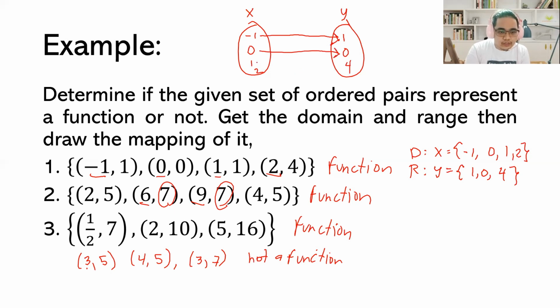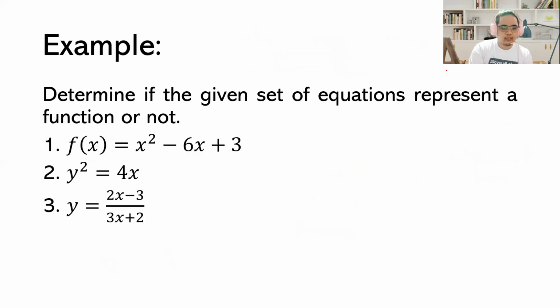1 is paired with 1. So 1, repeat it there. It is also paired with 1. Then the 2 is paired with 4. So definitely, this is a many to 1 correspondence, and it is considered as a function. And then next, determine if the given set of equations represent a function or not.